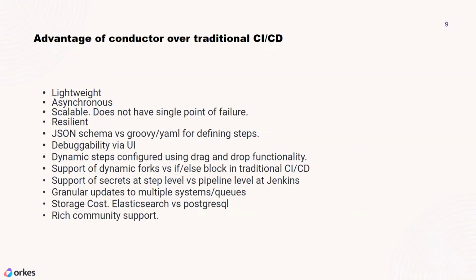Now Conductor, again, as I mentioned, is a JSON based schema, whereas Jenkins has Groovy, right? CircleCI has YAML notations. So, I mean, it's a choice. Basically JSON is widely used, so that's why I have put it as an advantage.